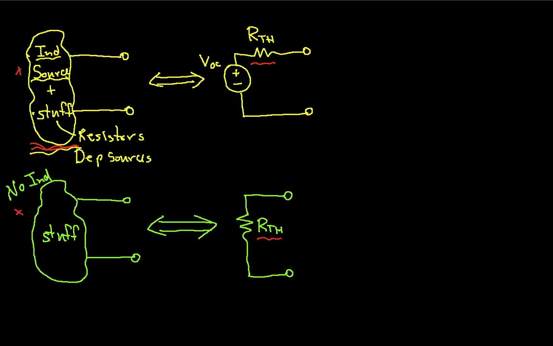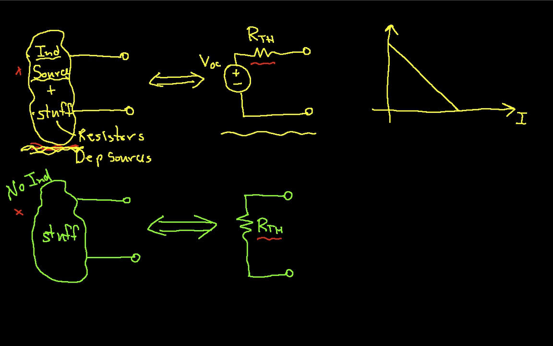So when I say that these two are equivalent, that is, this whole bunch of stuff and this single circuit with a source and a resistance, what I mean is that the voltage-current relationship of the two are the same. If I draw the voltage-current relationship of a source in series with a resistance, it looks like this. Okay, where the horizontal axis is current, the vertical axis is voltage.